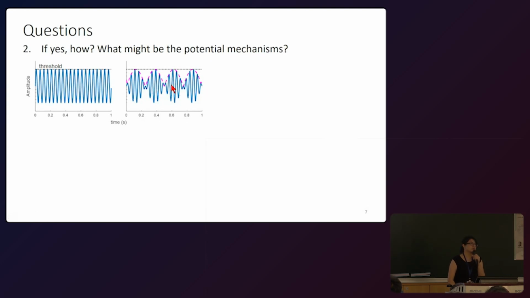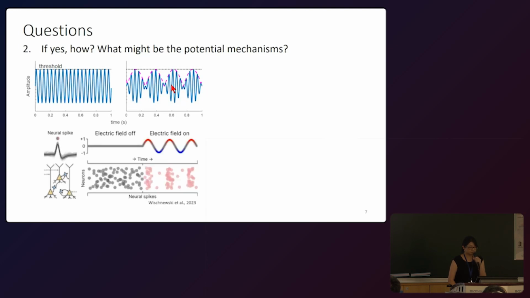Then we have to go back to the neural mechanism of the tACS, the transcranial current stimulation. When there's no electric stimulation, basically we still have some intrinsic neural firing there. But if we add an alternating current here, then you'll see the current can adjust the tendency of neuron firing. So the neurons will tend to fire at the same time, but not at other times.